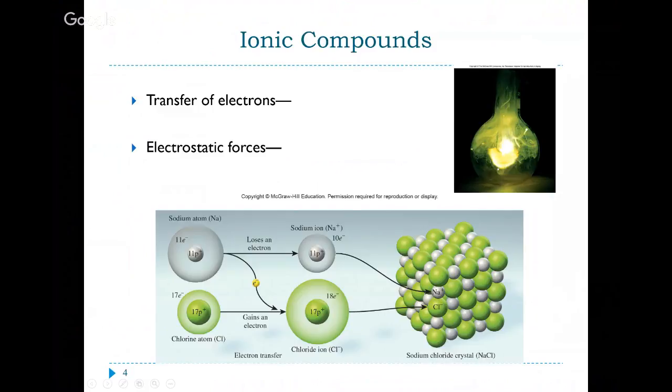So this is what happens. There's repeating units of positively charged sodium atoms surrounded on all sides by negatively charged chlorine atoms. And it just repeats until the crystal itself gets too big, and then it cleaves off and it just forms a new one.